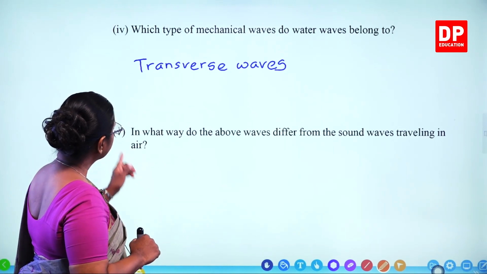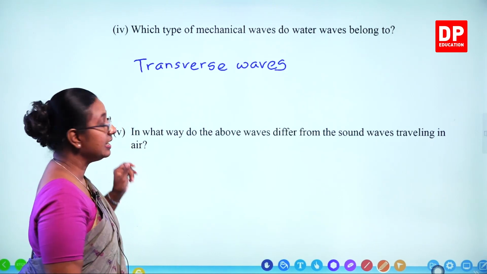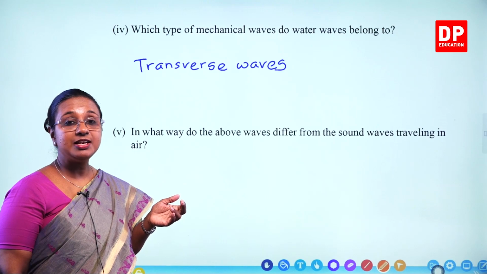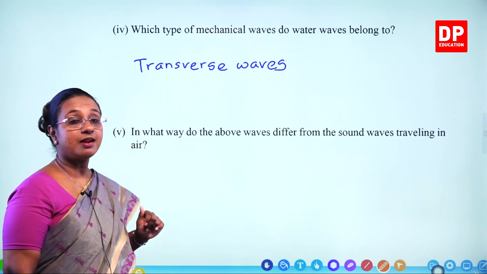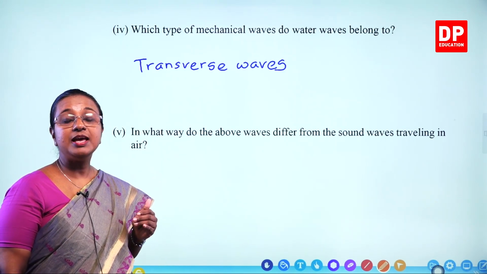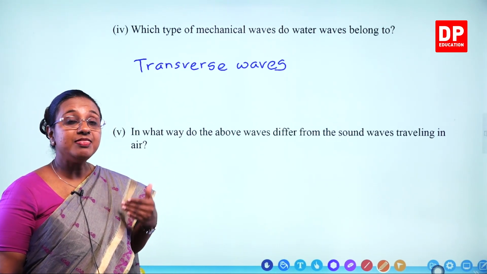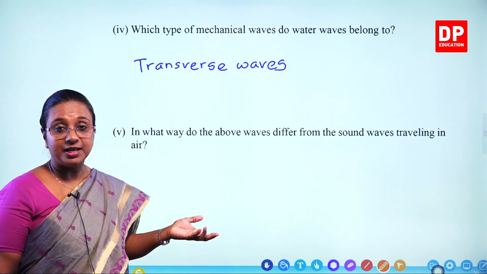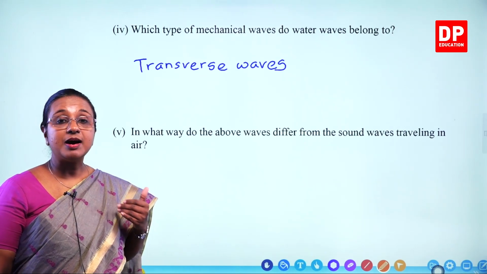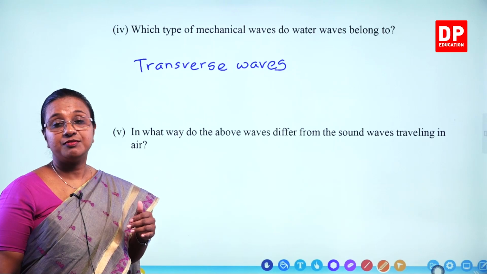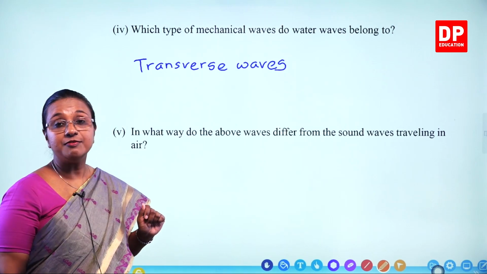The next one. In what way do the above waves differ from the sound waves travelling in air? What are sound waves travelling in air? They are longitudinal waves. These are transverse waves. So, how do they differ? Here the direction of particle movement and the direction of the wave are perpendicular. But in sound waves traveling through air, the direction of particle movement and the direction of the wave are parallel. So that is how the two waves differ from each other.